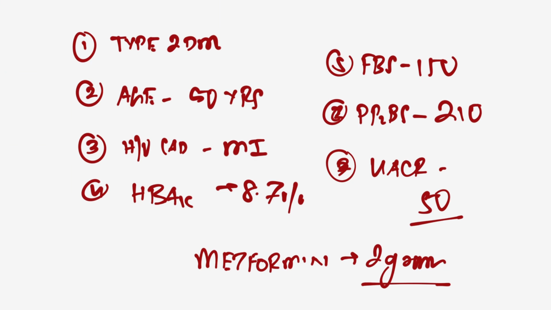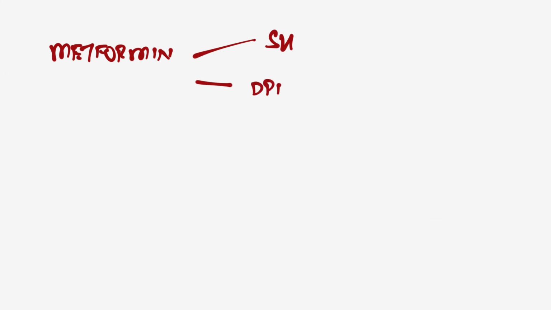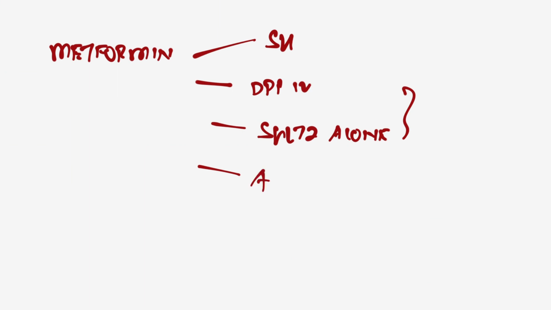Now, what can you do to add to metformin? What are the options you have? The patient is already on metformin, so what can you do? You can add a sulfonylurea, maybe glimepiride or gliclazide. You can add a DPP4 alone. You can add an SGLT2 alone. Or you can add a combination of these two, or some people would probably also consider adding something like acarbose or voglibose, so AGIs can be added. So these are some of the things.